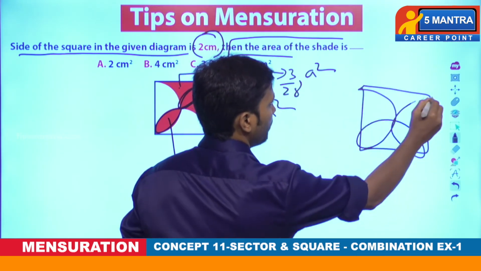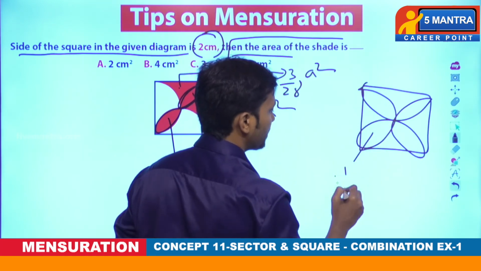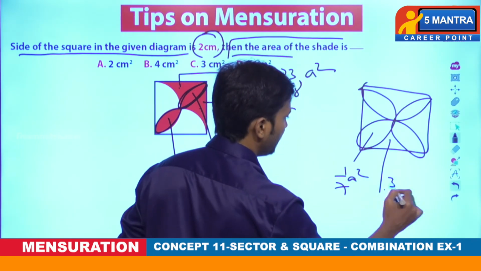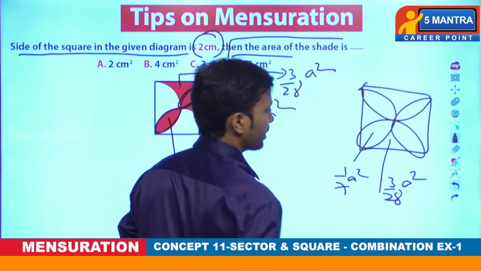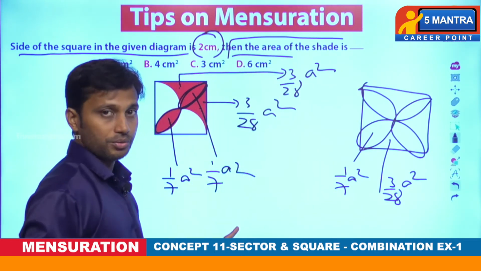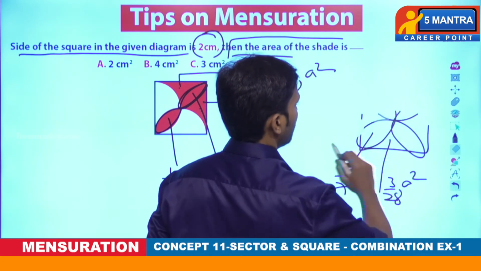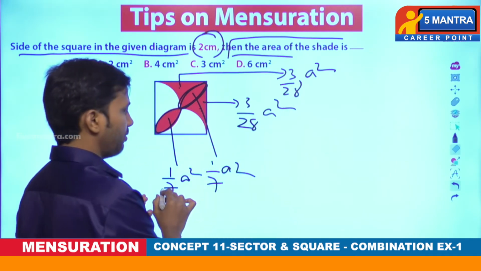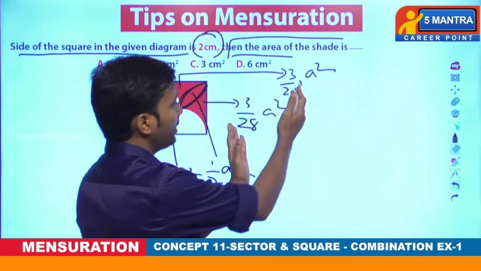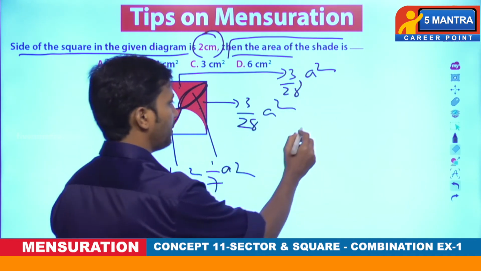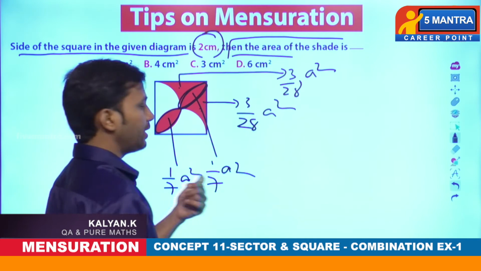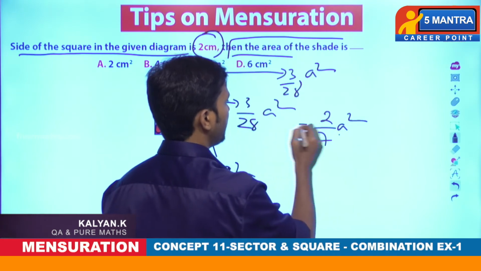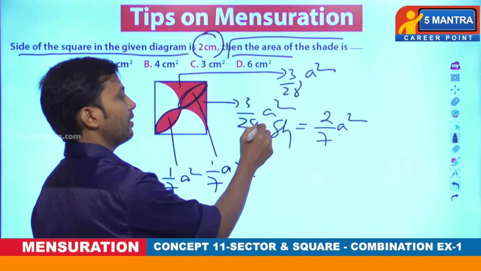Once again telling, when this is a flower shape, each petal area is 1 by 7 a square and each gap area is how much? 3 by 28 a square. Clear? Now according to that, if you do the answer, what is the resultant area? 1 by 7 a square will be 2 times, so this would be 1 by 7 a square into 2, so 2 by 7 a square, that would be the area of the shade.